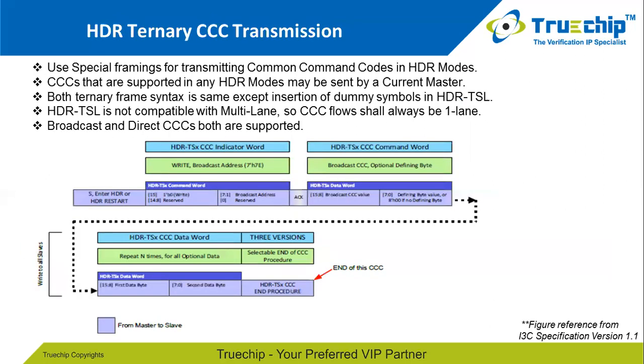HDR ternary supports a special type of framing for transmitting common command codes. All CCCs that are supported in HDR ternary modes shall be sent by the current or main master. The figure shows the frame structure of CCC transmission in HDR ternary. As mentioned in DDR, it also includes a header block, data block, and lastly the end processor. The header block consists of the indicator word and CCC command word followed by the CCC data word, which contains one or more data words.